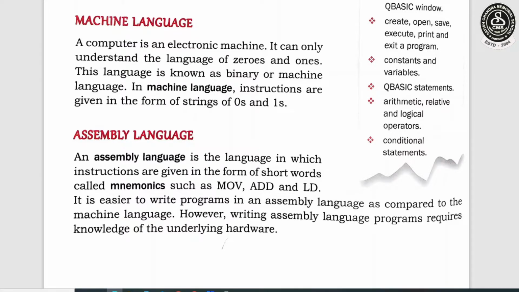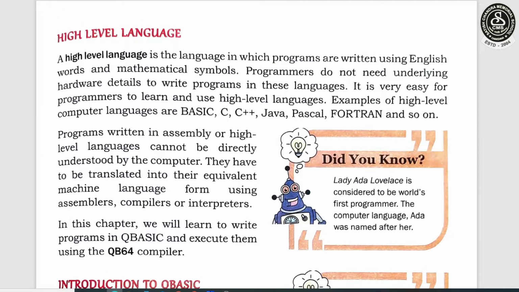Next is high level language, which is Qbasic, and also we have others like C, C++, Java, Pascal, Fortran, and also we know that Python is there, and many more. So what is high level language? High level language is the most user friendly language. Why? Because it is almost like English, and it is easy to understand, it is easy to remember as well.